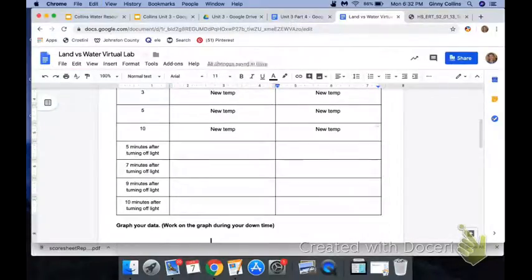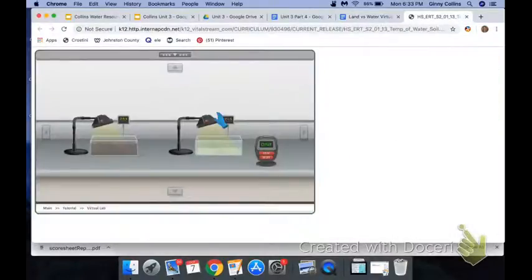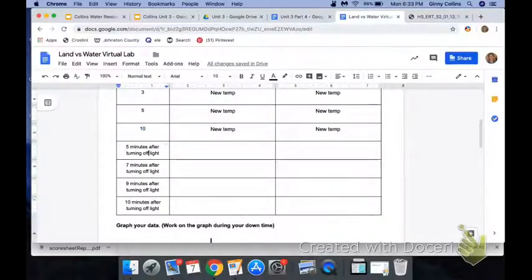Now notice, this says 5 minutes after turning the light off. That means once it has hit 10 minutes, you have to turn off your lamp. So you would turn it off and turn it off. People forget to do this. They don't pay attention, and they don't turn off their lamps, or they turn one off and not the other. You have to turn off both.